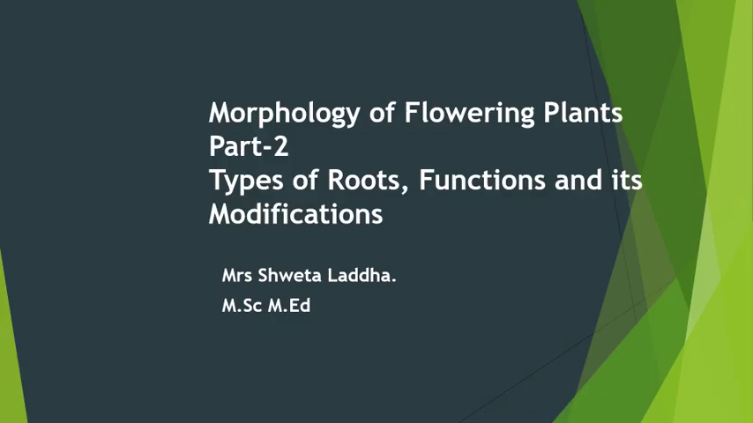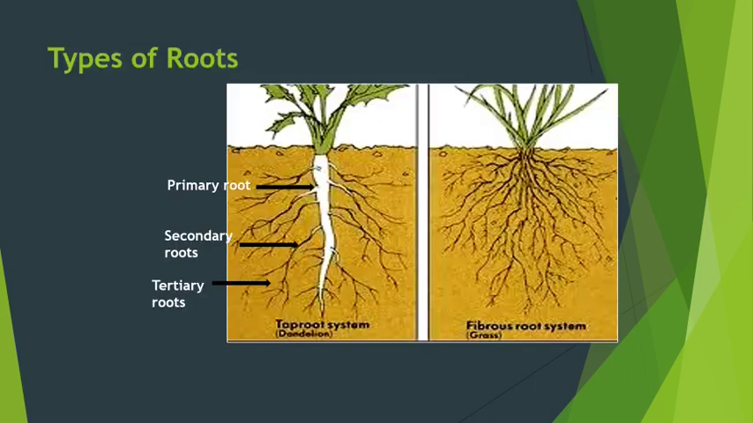Hello students, welcome to part 2 of chapter Morphology of Flowering Plants, and today we are going to discuss different types of roots, functions and modifications of roots. So there are two types of roots, tap roots and fibrous roots. Fibrous roots are also called adventitious roots.